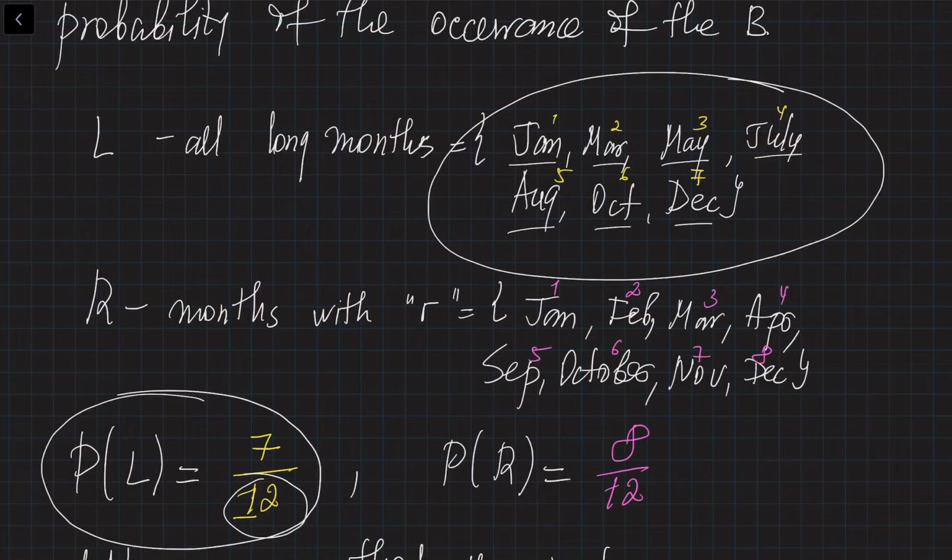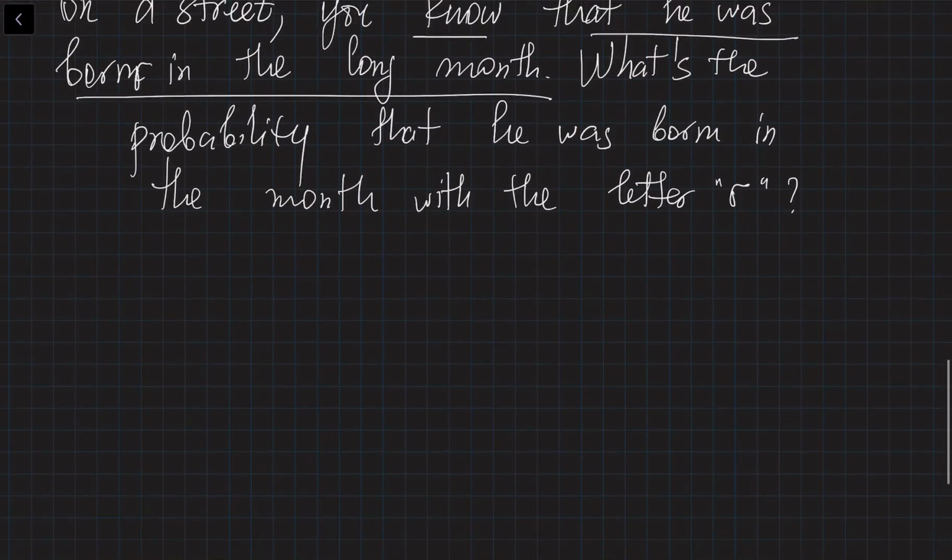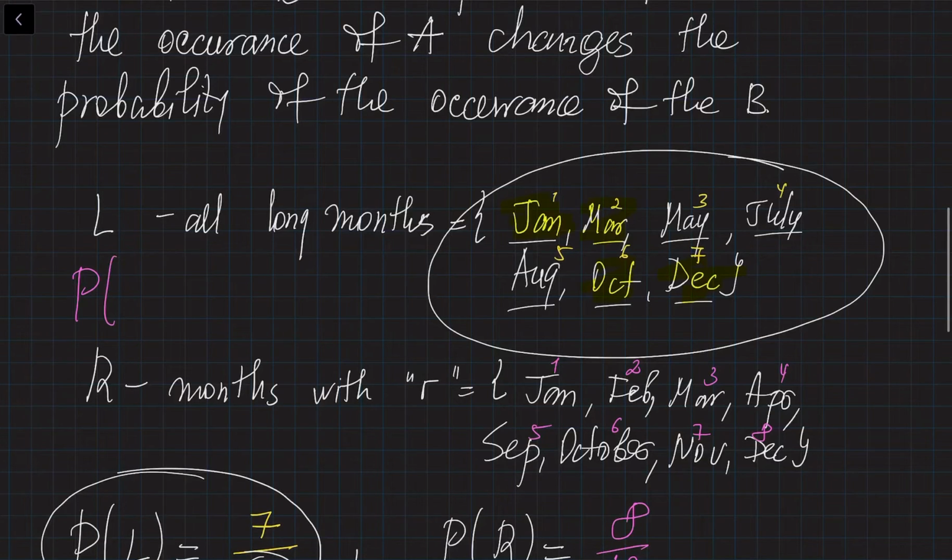So what we need to know is, we need to know which of these months are the months with the letter R. So the January has the letter R, March has the letter R, July, August, October, and December have the letter R. So what is the probability that he was born in one of these months? So the probability this person was born in the month with the letter R, if we know that he was born in the long months, is going to be equal to 4 over 7, right? Because our sample space now contains only 7 months.